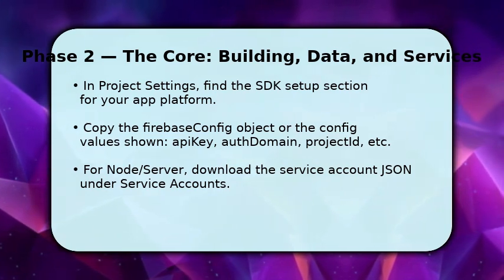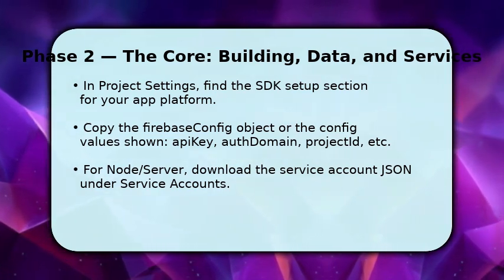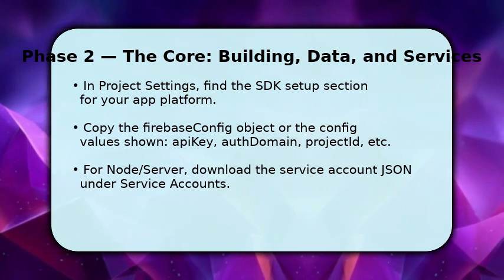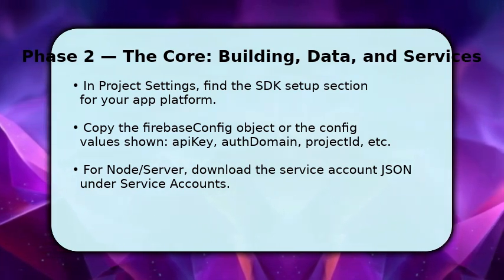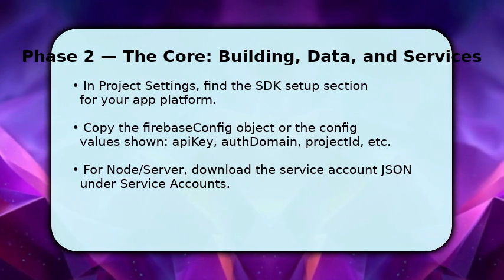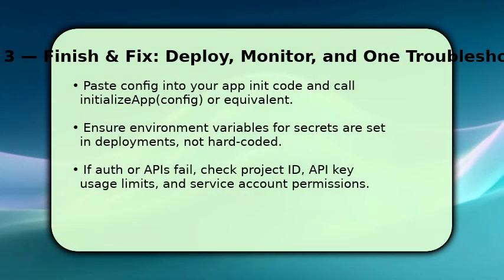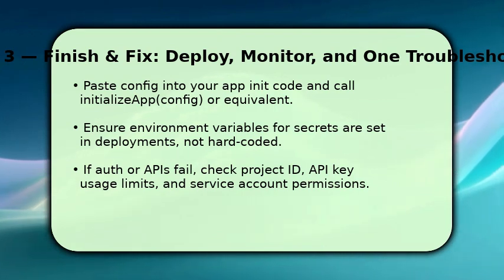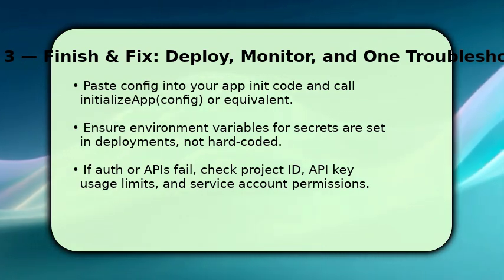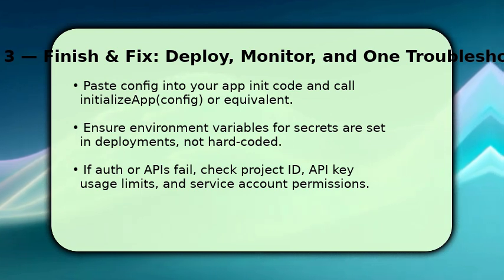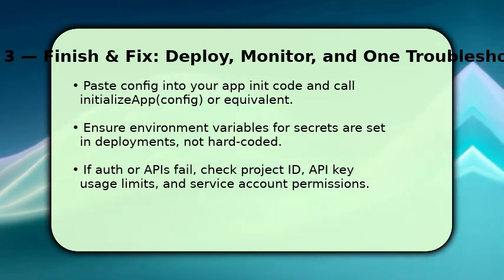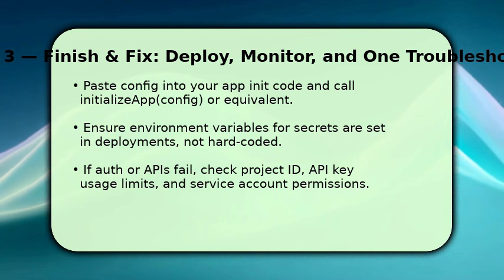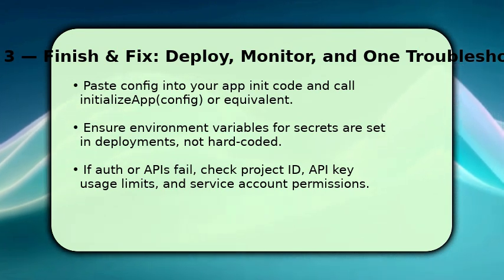If you need server privileges, switch to service accounts and download the JSON key. Make sure to keep that file private, because it grants full admin access to your project. Finally, integrate the config into your app and initialize Firebase with Initialize App, Firebase Config, or the platform-specific call. Once done, verify services like authentication or Firestore by running a quick read or sign-in test.